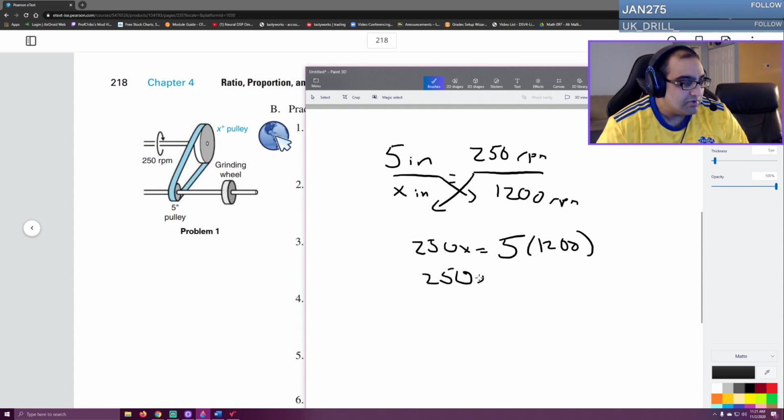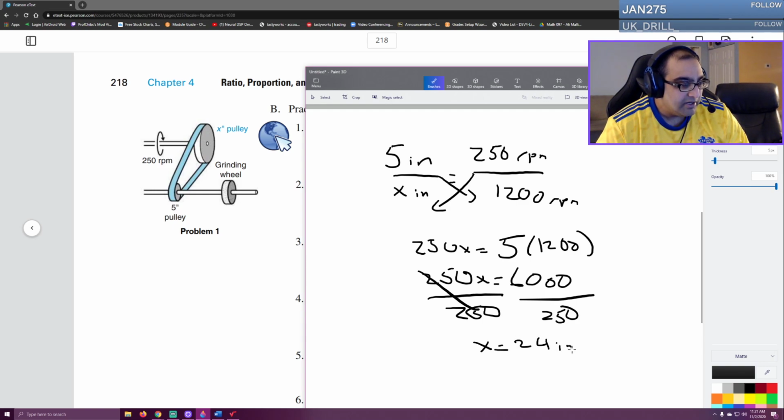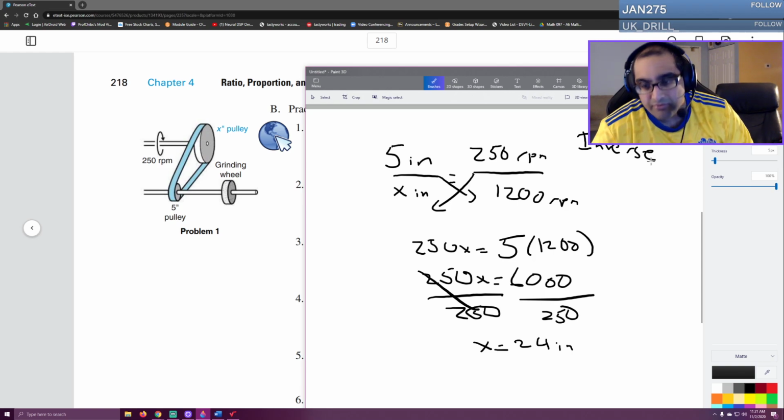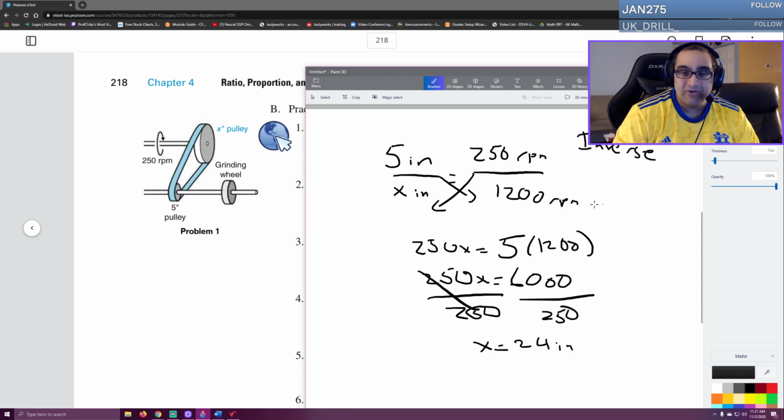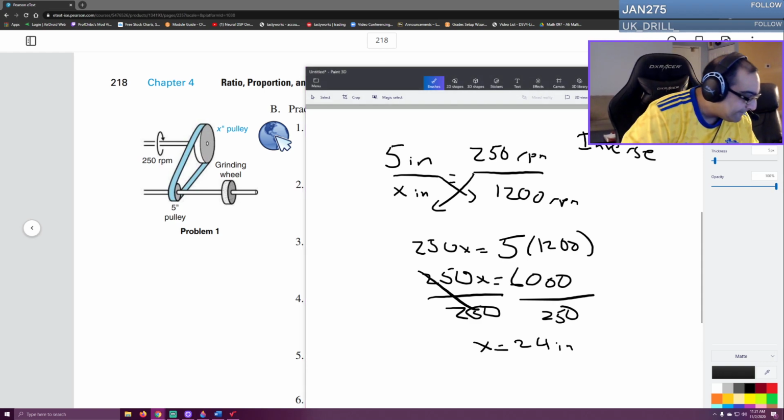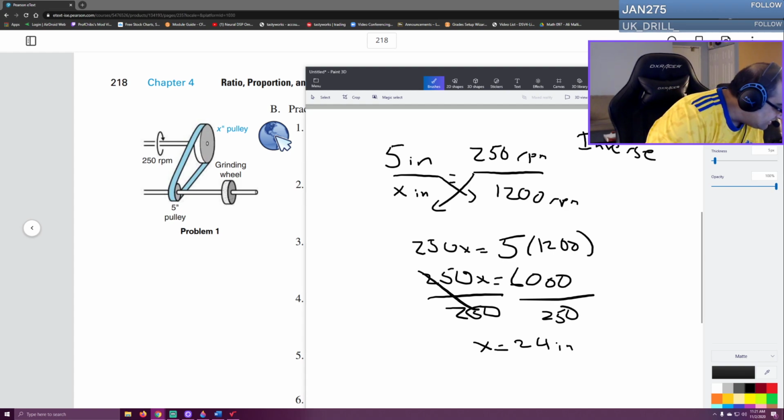So we got 250x equals 6,000, divided by 250. And yeah, then I'm going to agree here. x is 24. And again, this is strictly because this is an inverse relationship. So disregard what I wrote from before and you can read this one. So that one's my bad. That's on me. So first determine what type of relationship you have, and then you can go ahead and do the rest.